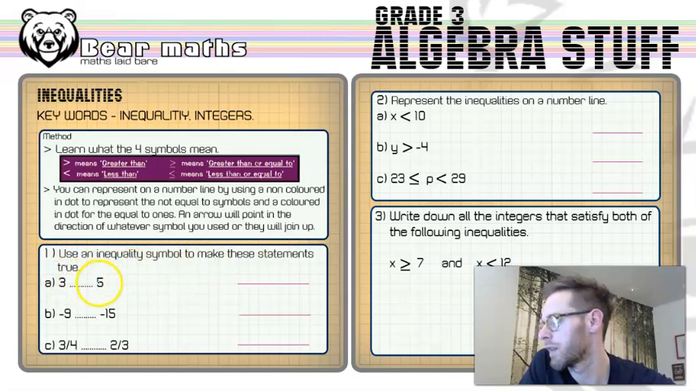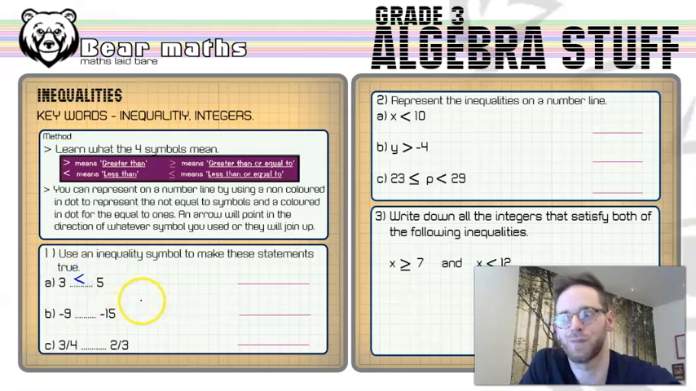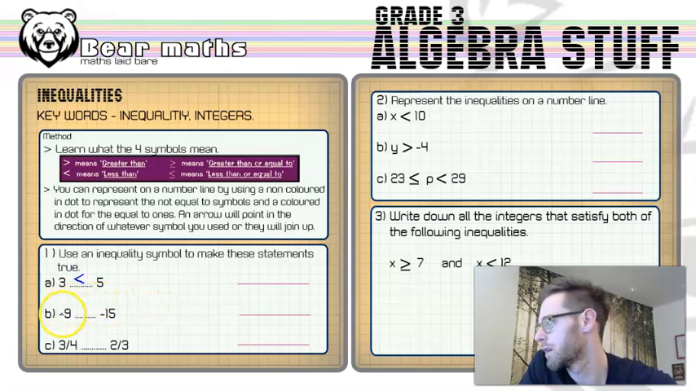3 is something than 5. What is 3 in relation to 5? 3 is less than 5. So you put the less than symbol in there. Simple. B, minus 9 is something to something.